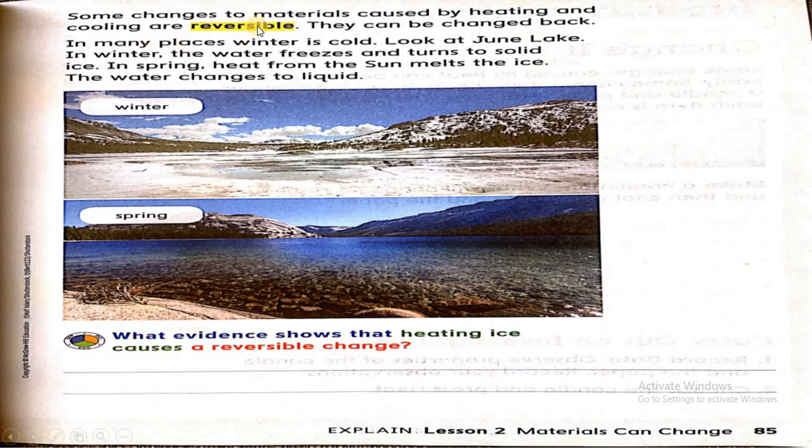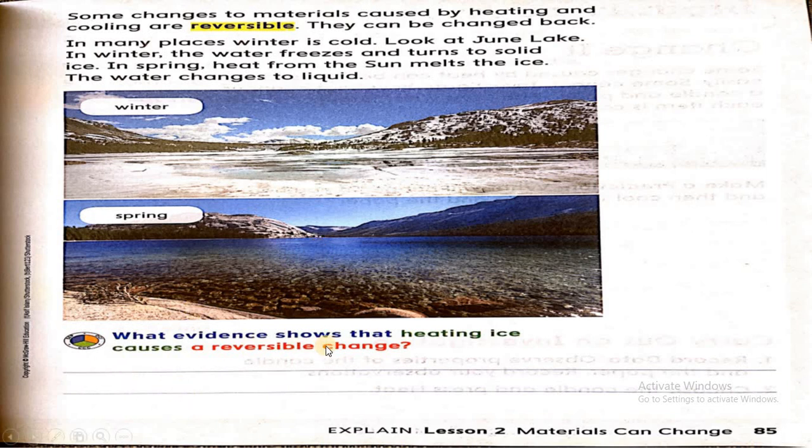Some changes to materials caused by heating and cooling are reversible. They can be changed back. In many places, winter is cold. Look at June Lake. In winter, the water freezes and turns to solid ice. In spring, heat from the sun melts the ice. The water changes to liquid. Okay, so this is reversible. Melting ice and freezing water is a reversible change.